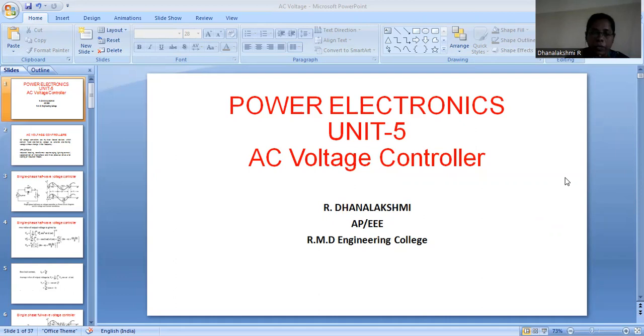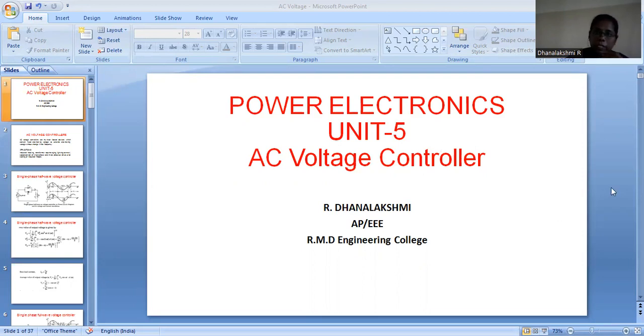In this session, I would like to discuss the AC voltage controller. In the subject Power Electronics, Unit 5, as I told you in the other video, can be divided into two major sections: one is the AC voltage controller, the other one is the cycloconverter. In that video, we discussed the cycloconverter, and in today's video, we will discuss the AC voltage controller.